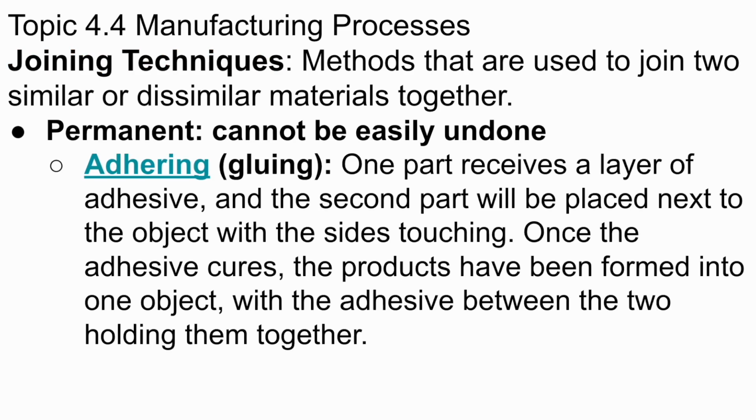So the first type of permanent joining technique that we're going to talk about is adhering or gluing. So one part receives a layer of adhesive and the second part is placed next to the object with the sides touching. Once the adhesive cures, the products have formed into one object with the adhesives between them holding them together.